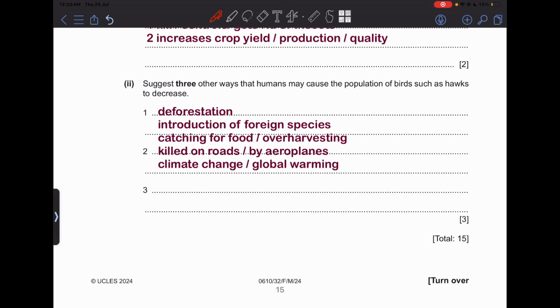Introduction of foreign species. These foreign species may attack the population of birds, and they may actually cause them to decrease in size.